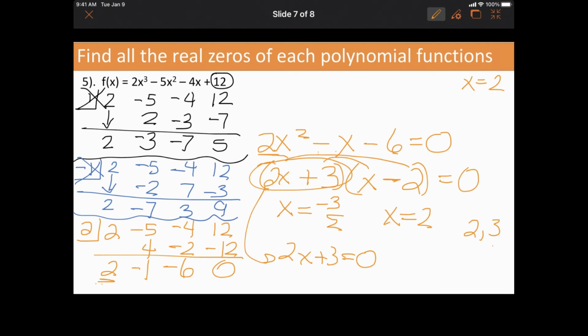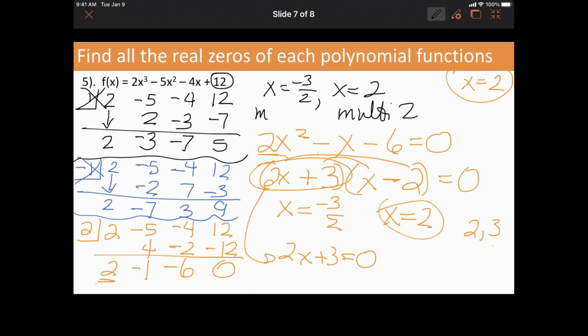So, oh, we already have a 2 here and a 2. So what does that tell you when you have 2? That's right, it's a multiplicity of 2. What you need to say is, so I have x equals negative 3 over 2, x equals 2, and this is a multiplicity of 2. Therefore, the other is the multiplicity of 1.